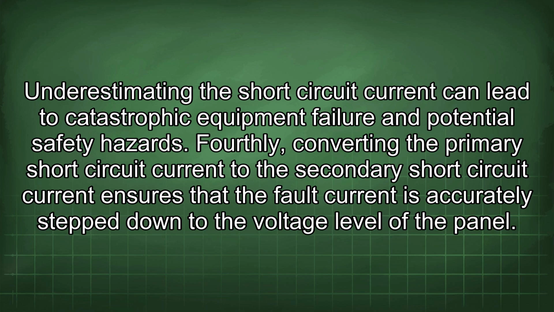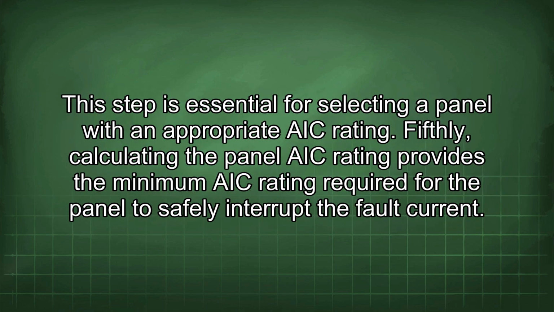Fourthly, converting the primary short circuit current to the secondary short circuit current ensures that the fault current is accurately stepped down to the voltage level of the panel. This step is essential for selecting a panel with an appropriate AIC rating.